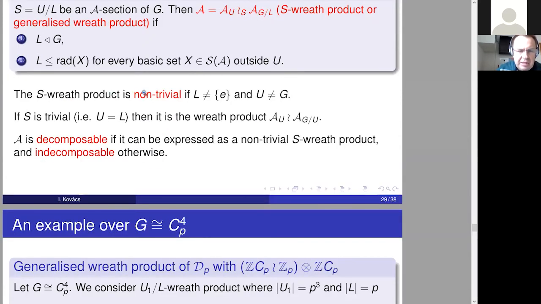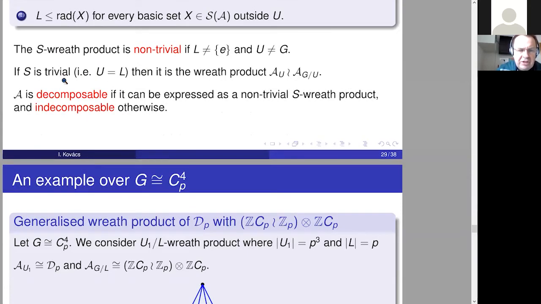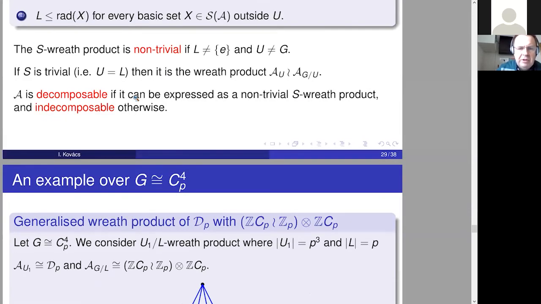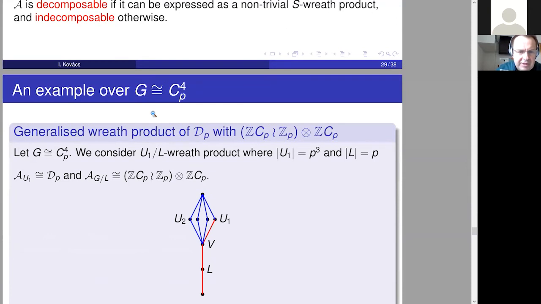And we say that the S-wreath product is non-trivial if L is non-trivial and U is not the whole group. If it is trivial, that means U is equal to L, then this is just the usual wreath product we saw before. And we also say that an S-ring is decomposable if it can be expressed as a non-trivial S-wreath product and indecomposable otherwise. I have an example.